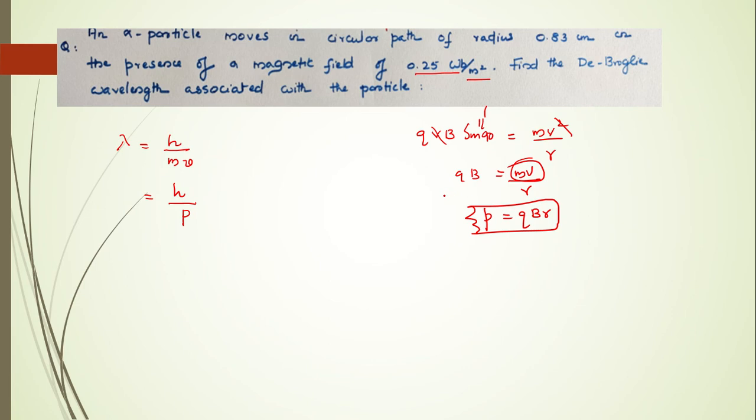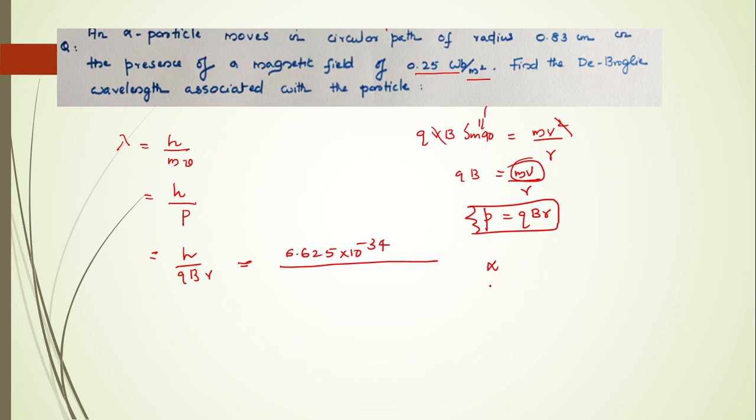That is a very important one. So you can substitute that for h divided by qB into r. So that is equal to the h value, Planck's constant, 6.625 into 10 to the power of minus 34, divided by the charge. Here, the alpha particle has 2 units.